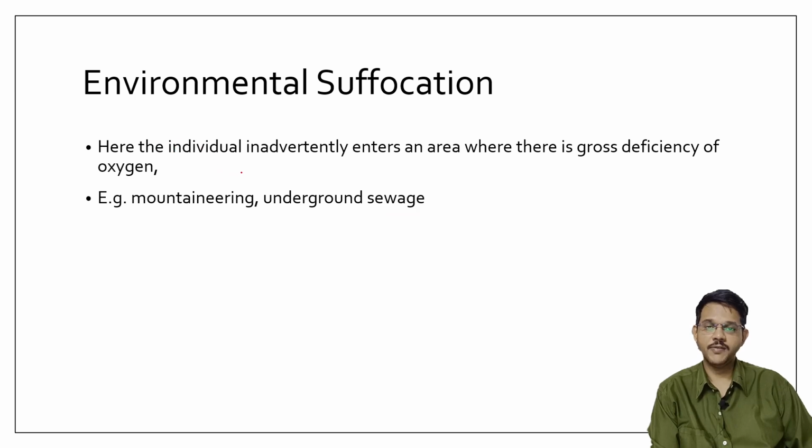Next is environmental suffocation. Here the individual enters an area where there is gross deficiency of oxygen. Voluntarily or because of work, he may enter some area where the oxygen is very low, and it may decrease so much that the person may die of oxygen deficiency leading to asphyxia. For example, a person going for monitoring in high altitude areas, where oxygen is very less and in certain areas so low that the person may develop asphyxia.